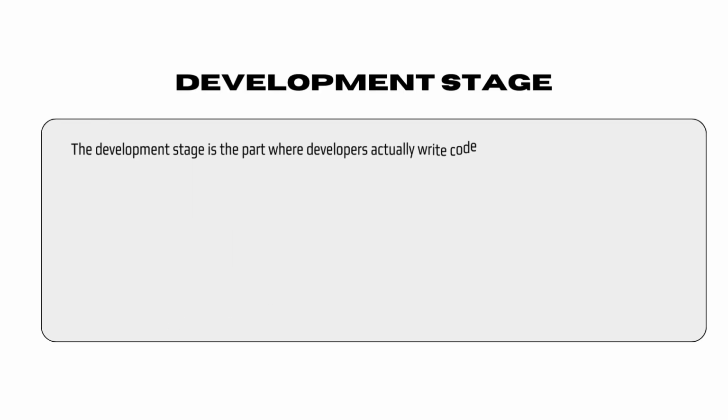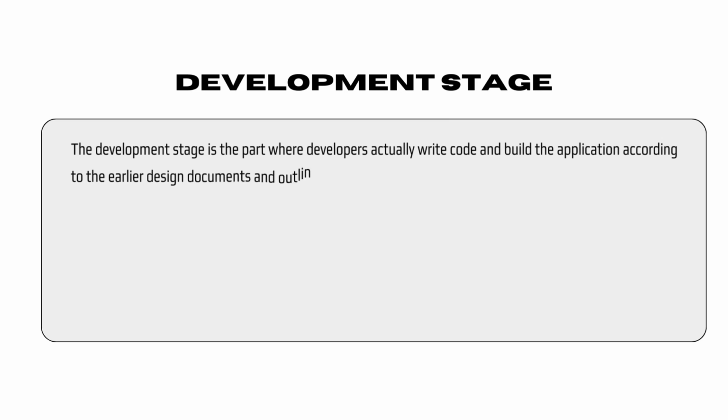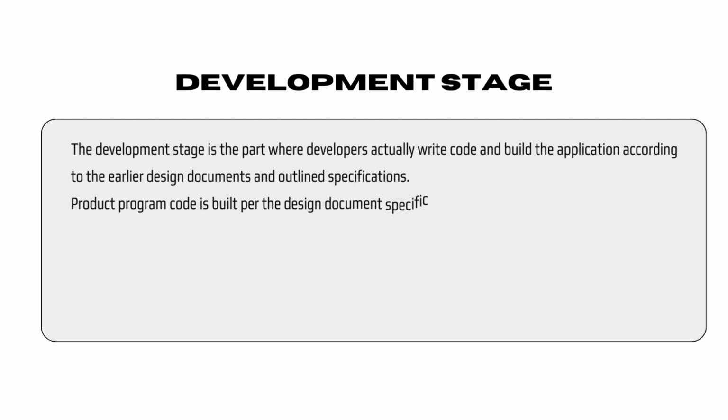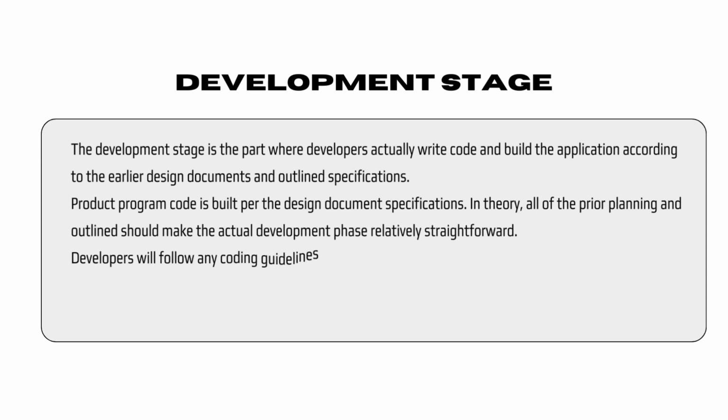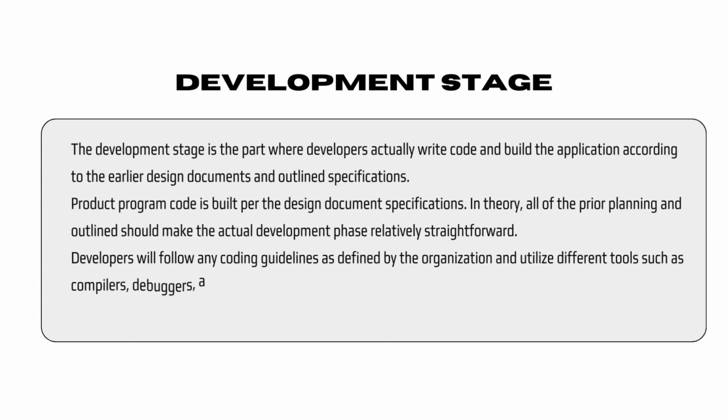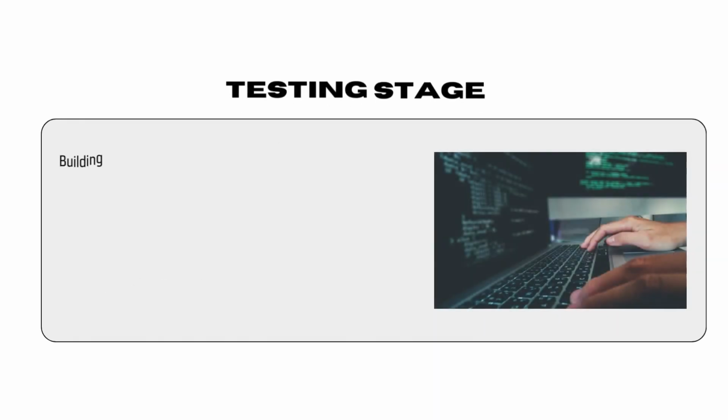Development stage. The development stage is the part where developers actually write code and build the application according to the earlier design documents and outline specifications. Product program code is built per the design document specifications. In theory, all of the prior planning and outlining should make the actual development phase relatively straightforward. Developers will follow any coding guidelines as defined by the organization and utilize different tools such as compilers, debuggers, and interpreters.